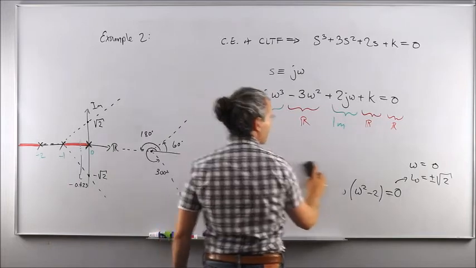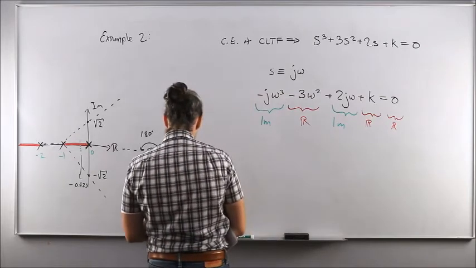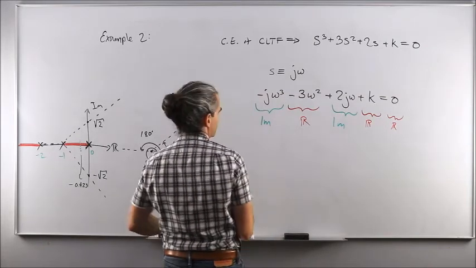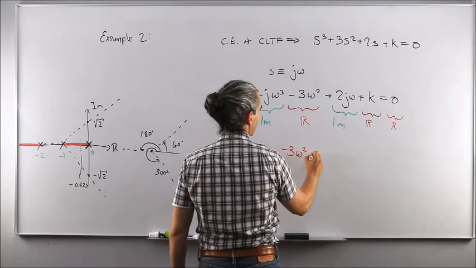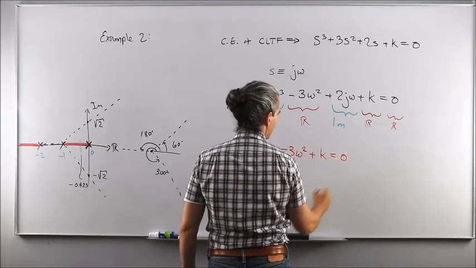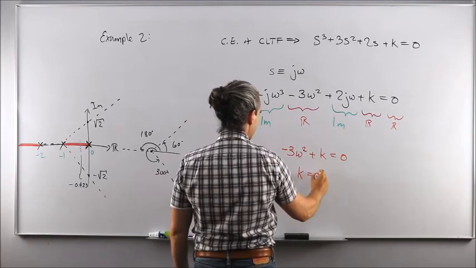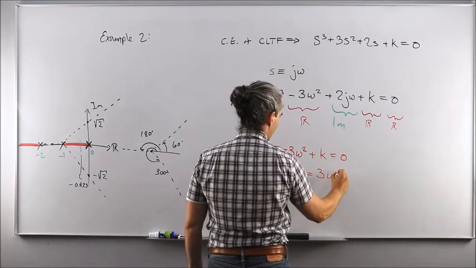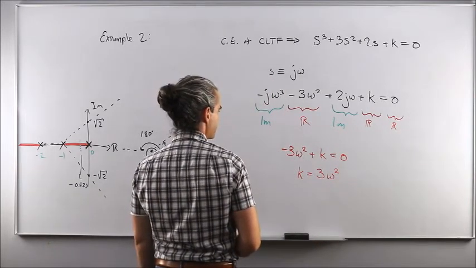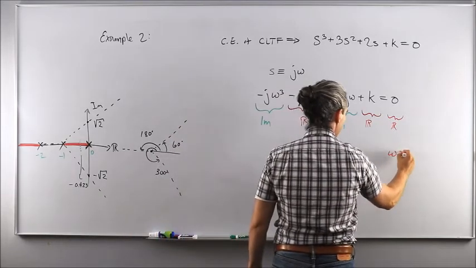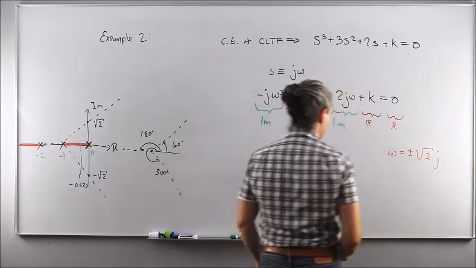Well, all you have to do is to equate the real parts of that equation. With that, minus 3 omega squared plus k equals 0. This is only the real terms in that equation, or in other words, you could say k equals 3 omega squared. Omega was determined to be plus or minus square root of 2, without forgetting the j, obviously, right?